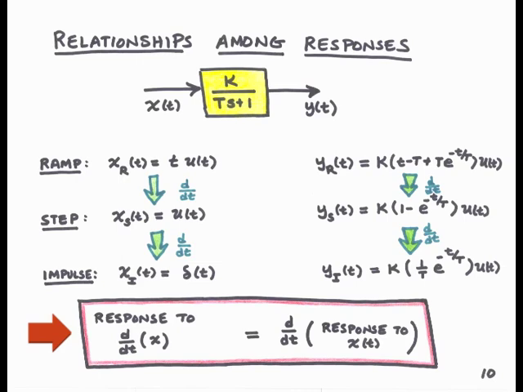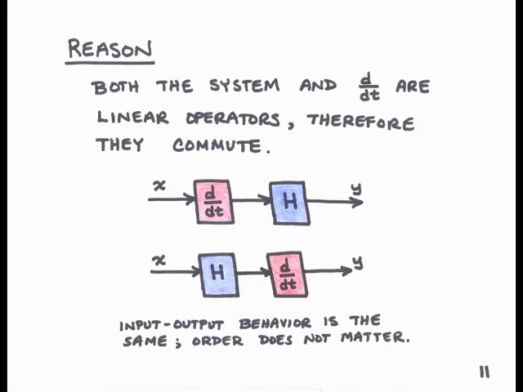So we can say the response to the derivative of x of t is the derivative of the response to x of t. This result is not just true for first-order systems, it's true for all linear time invariant systems. The reason why is that the linear time invariant system and the derivative are both linear operators, and linear operators always commute, so that we can switch the order, as shown in the diagram here.